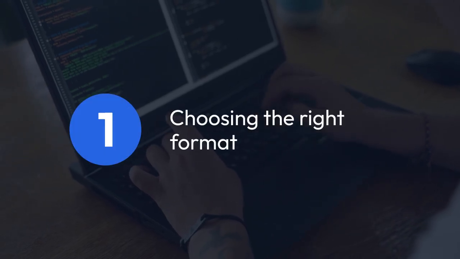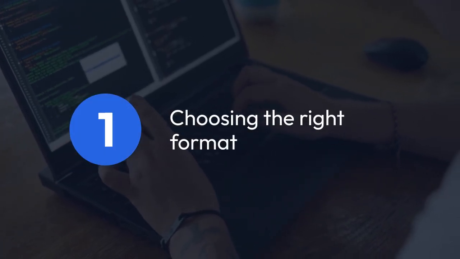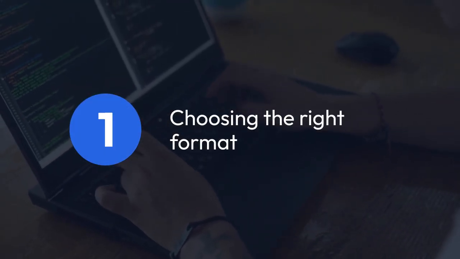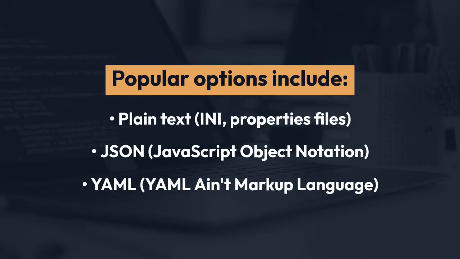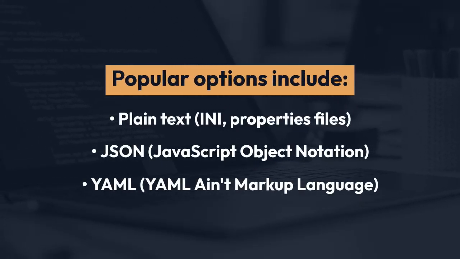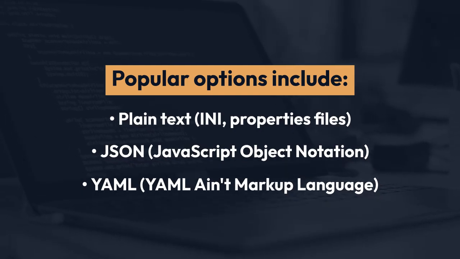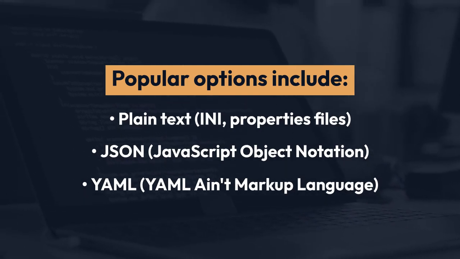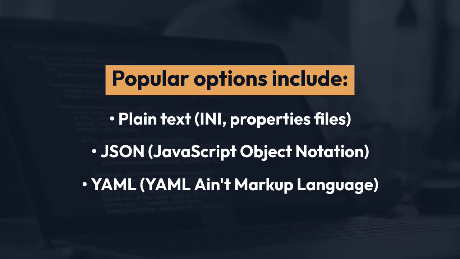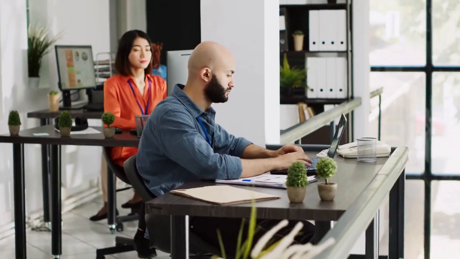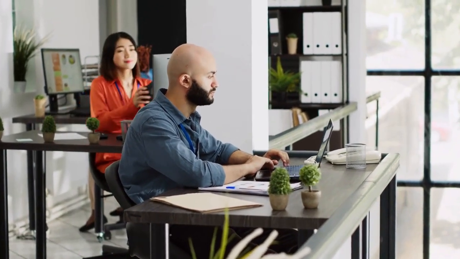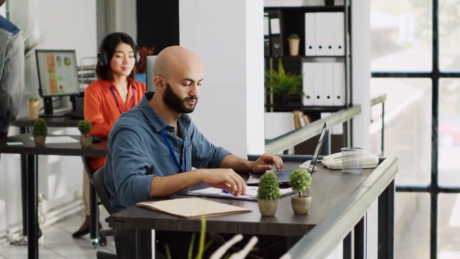1. Choosing the right format. The first step is deciding on the format for your config file. Popular options include plain text, INI, properties files, JSON (JavaScript Object Notation), YAML (YAML Ain't Markup Language), and XML (Extensible Markup Language). Plain text files are simple to read and edit, suitable for basic configurations.